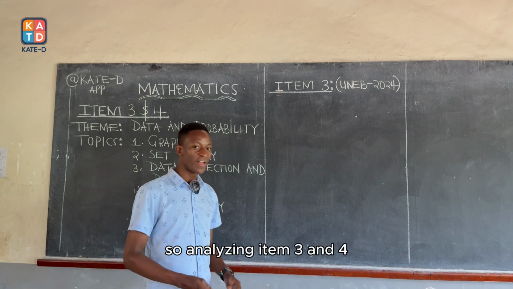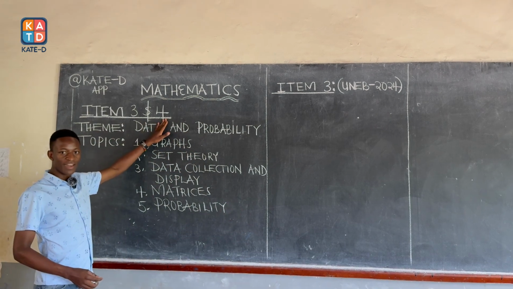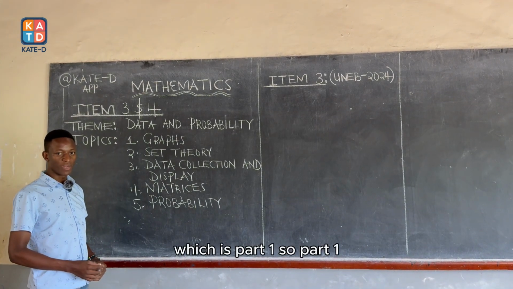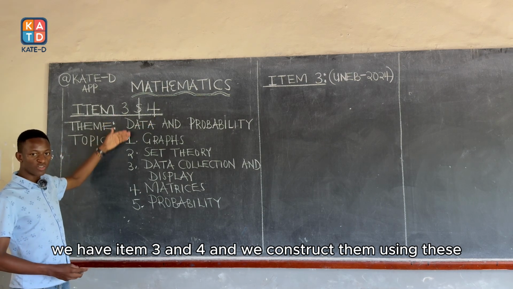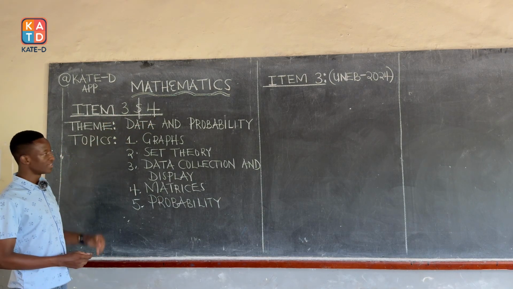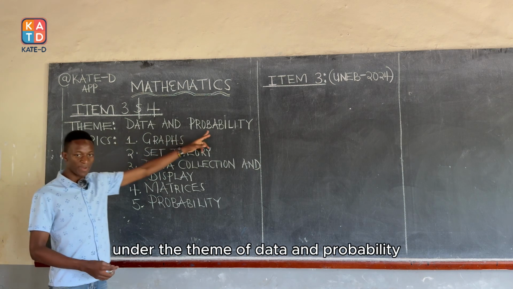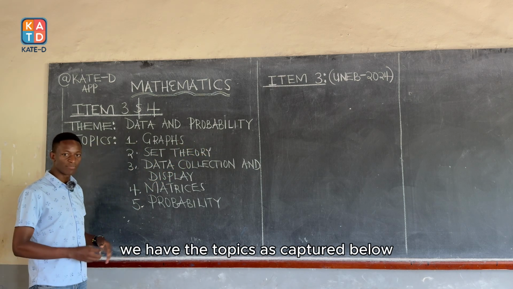So analyzing items 3 and 4. Items 3 and 4 are under Section B, which is Part 1. Part 1, we have items 3 and 4, and we construct them using these elements of constructs under the theme of data and probability. So under data and probability, we have the topics as captured below.